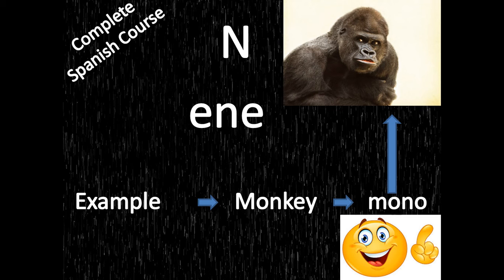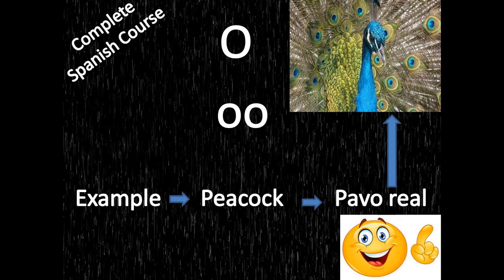So move ahead. Next letter is O. Example, peacock. Peacock is called pavo real. Repeat once. Pavo real.